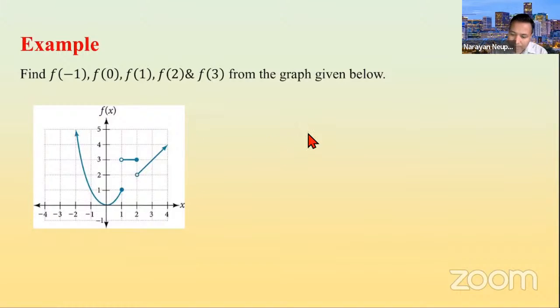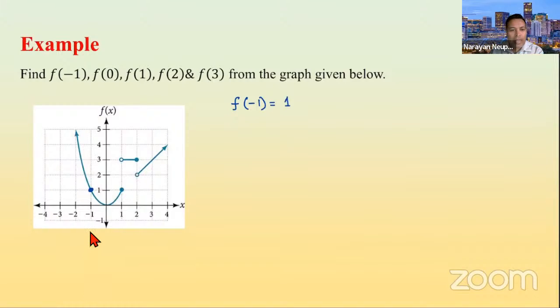So let's see. The first one is we have to find the value of the function at -1. I'm going to do this one. See, -1 is here. Everybody look at the screen. The point on the graph at -1 is here. And at that point, the y value, because when you're asked to evaluate the value, or if you want to find the value of the function at -1, that is a y value. So for this point, the y value is 1. So f of -1 is 1.